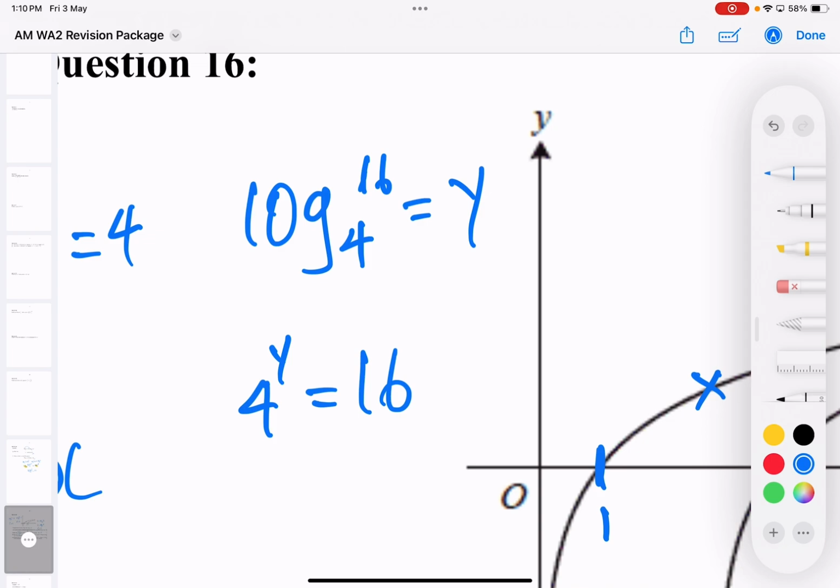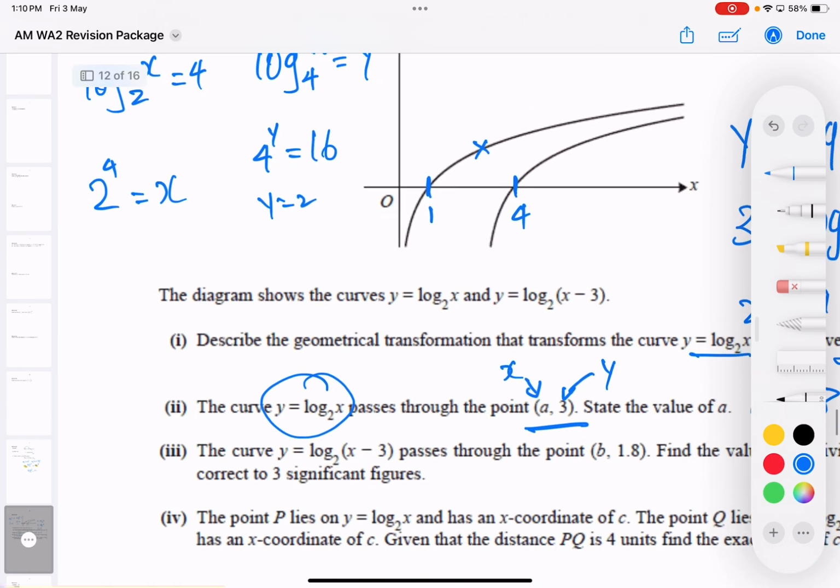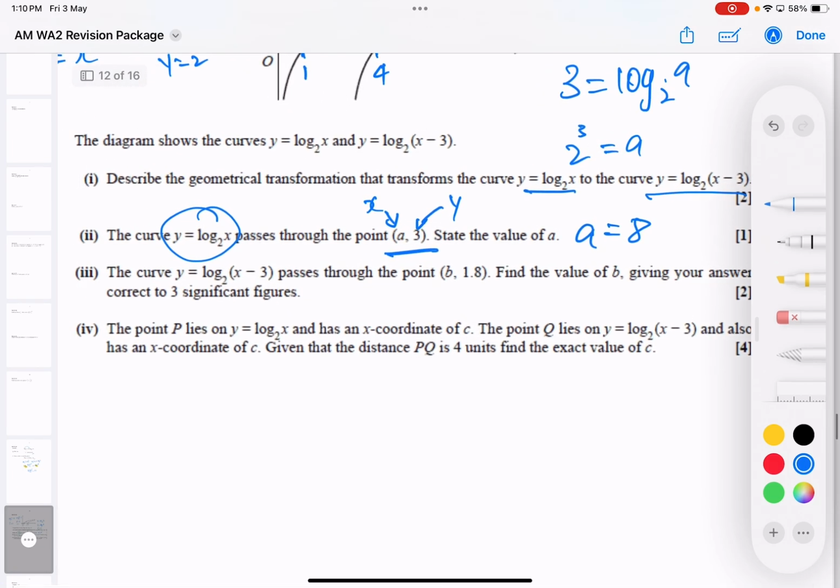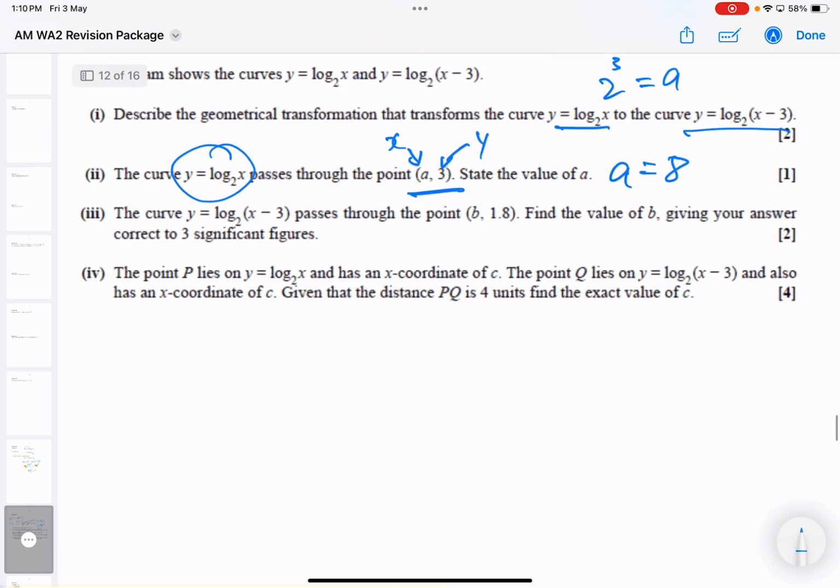So y is y. Yes, so y equals 2. Okay? So you must be able to convert back and forth. Okay, next one, part 3.